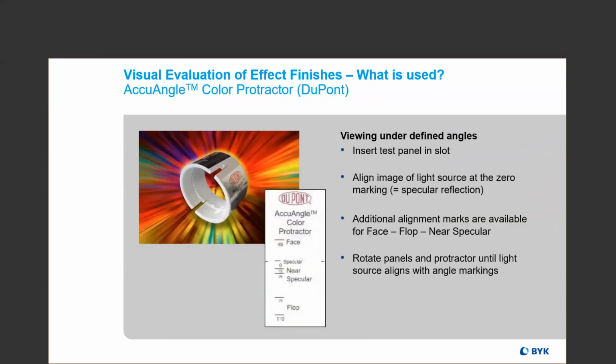Here is another tool for determining evaluation angles. This one is for use only with panels, whereas the previous one you could use on actual parts in automobiles. This one can only be used for panels, and the reason is the way it works. You insert the panel into these slots in this ring, and then you take that ring and align the 0 mark with the light source. Then you can move around it and determine what angle you're viewing that panel at.